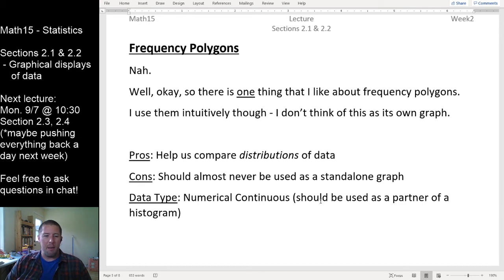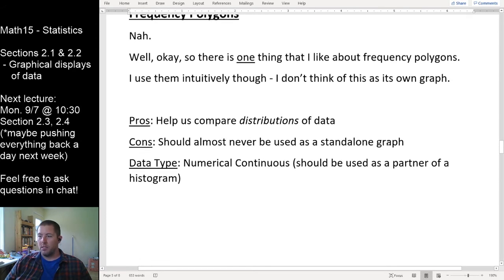I just don't think of them as frequency polygons. To me, it's just a little diagram that I draw. So when I say I use them intuitively, I don't think of this as its own graph. I initially planned to discard this from the lecture, and then I was like, oh wait, I draw those all the time. I just don't think of these as some formalized thing. So I just want to show you what they're essentially saying when we talk frequency polygons.